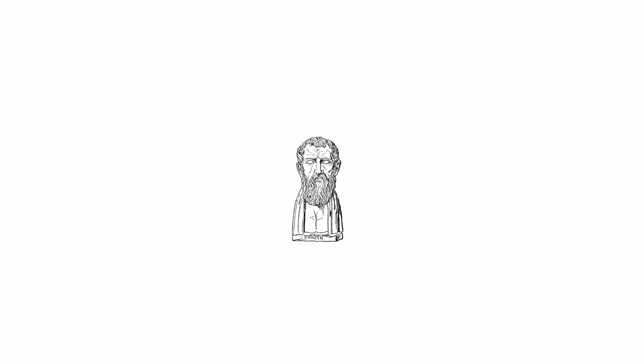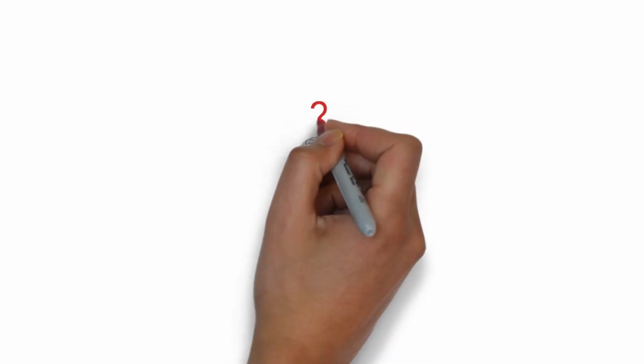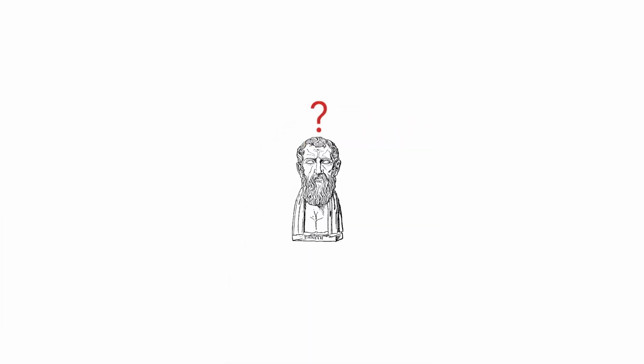Zeno said that we can carry on this process forever. At each stage, the arrow gets closer to the wall, but it never reaches it. Therefore, the arrow never reaches the wall. What do you make of Zeno's argument?